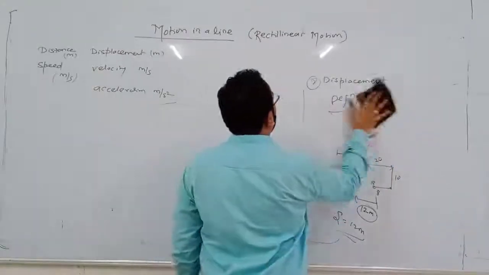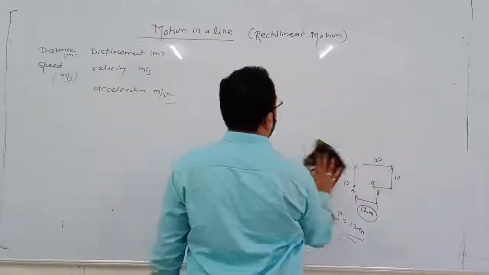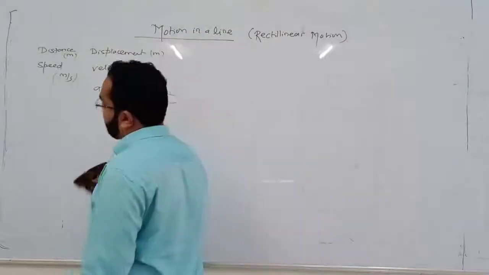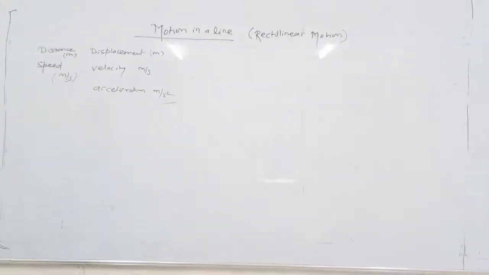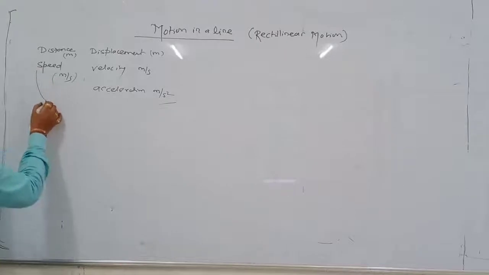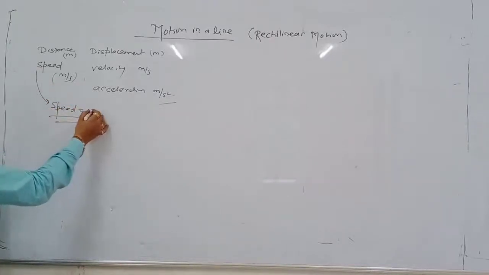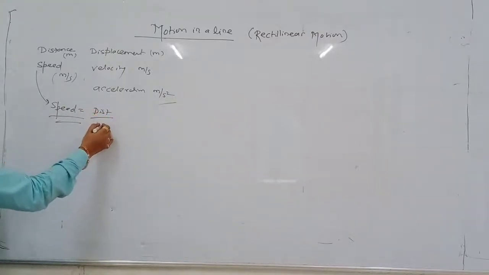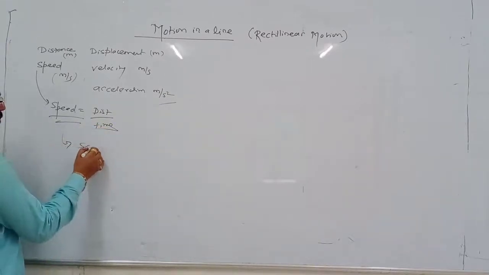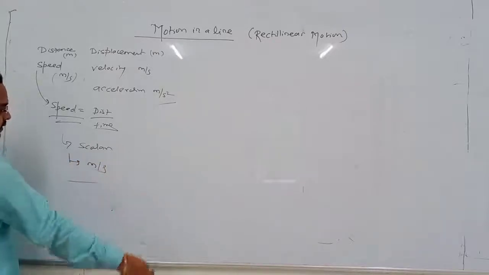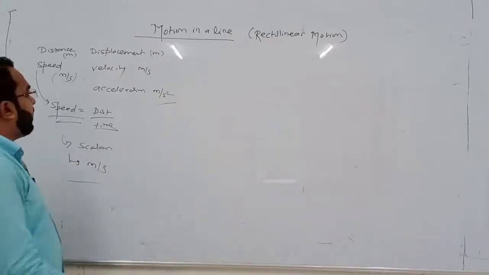Now speed. Rate of change of distance with respect to time is speed, or we can say distance upon time is called speed. It is scalar, unit is meter per second. Finish. Now we'll write about velocity.